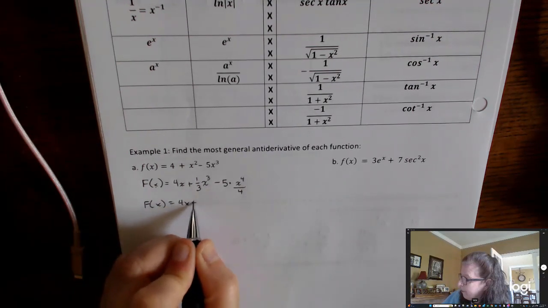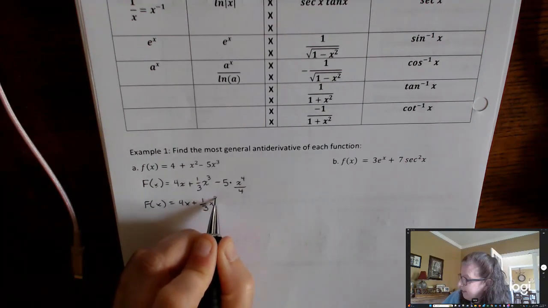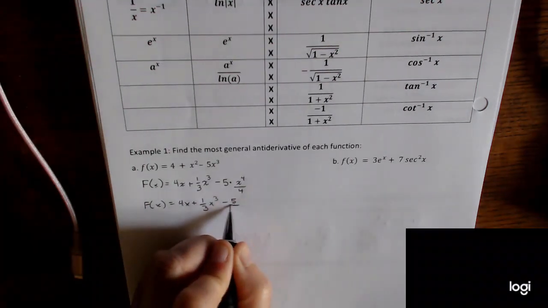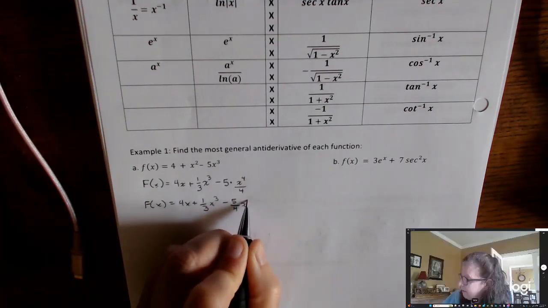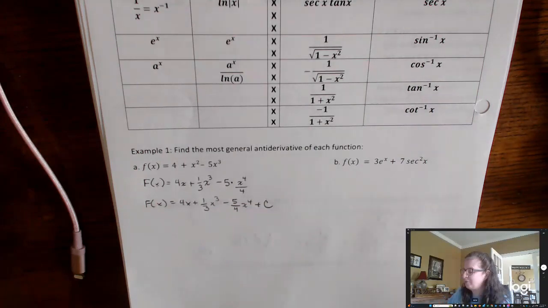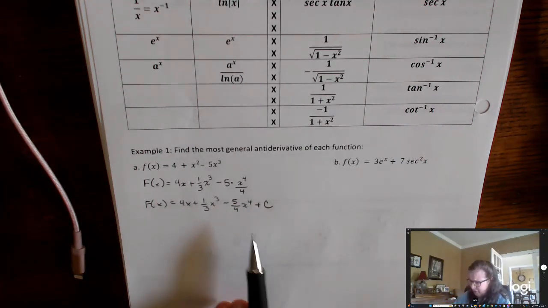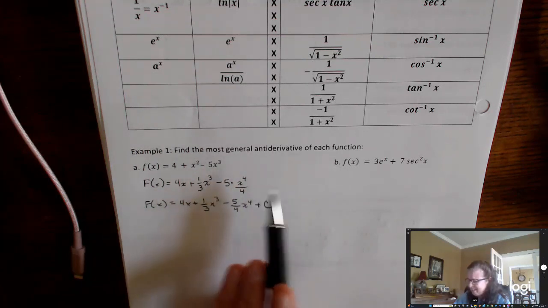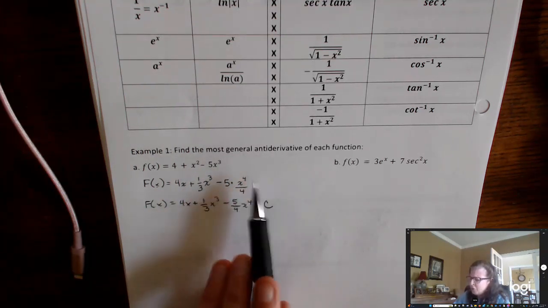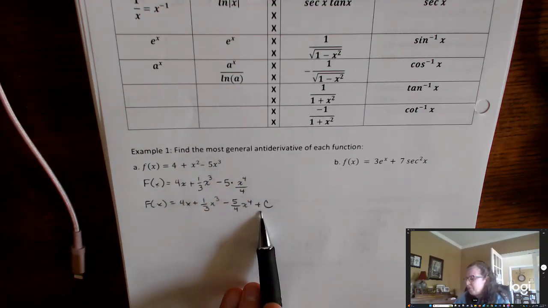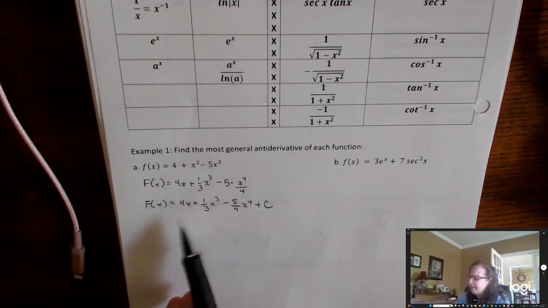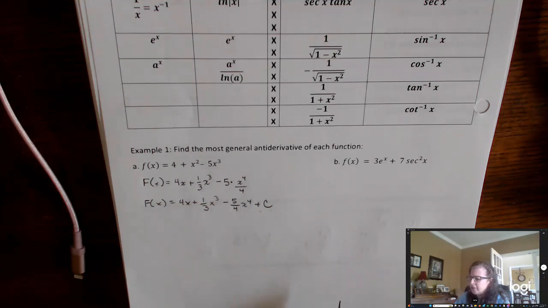And I didn't forget, but you should be thinking about this. This is minus 5/4 x to the 4th plus c. That's what you always want to check for. I have a lot of students, when they're getting ready to take a quiz, who write plus c up at the top to remind themselves, because you'll lose a point if you don't remember that this is the family of antiderivatives for this function.